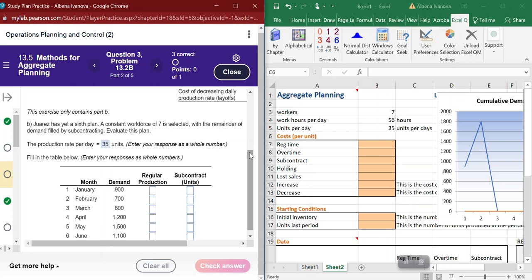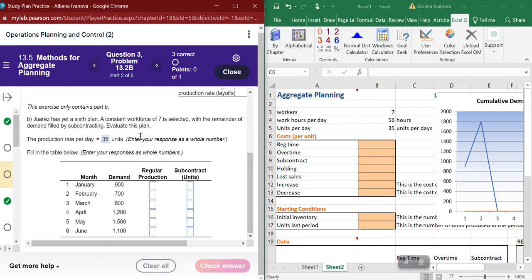So once I determine the production rate per day, now I'm ready to complete the regular production. So we have 7 people, we produce 35 units per day. What will be the regular production? So we are doing level production with 7 people, and wherever we cannot produce, we'll complement with subcontracting.